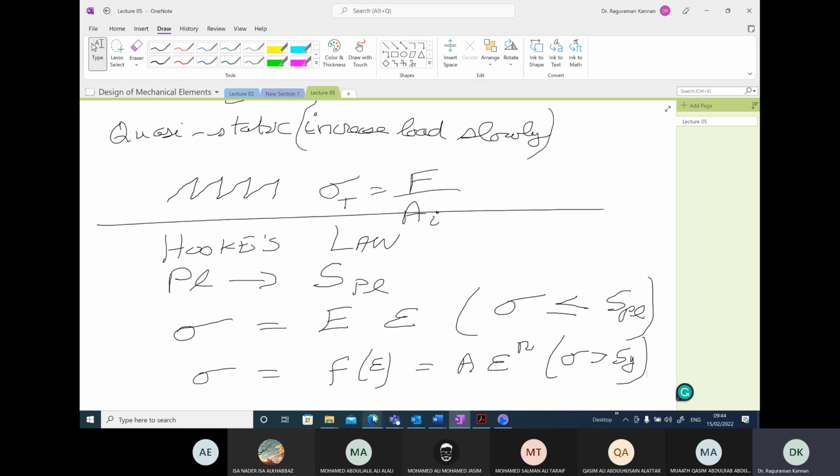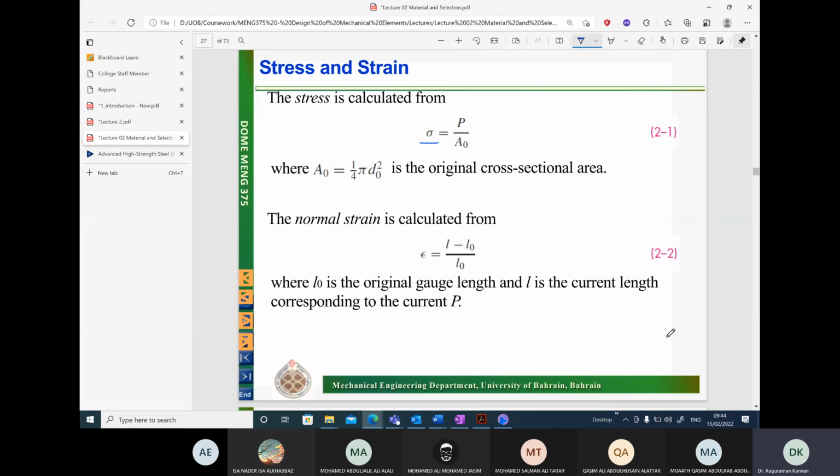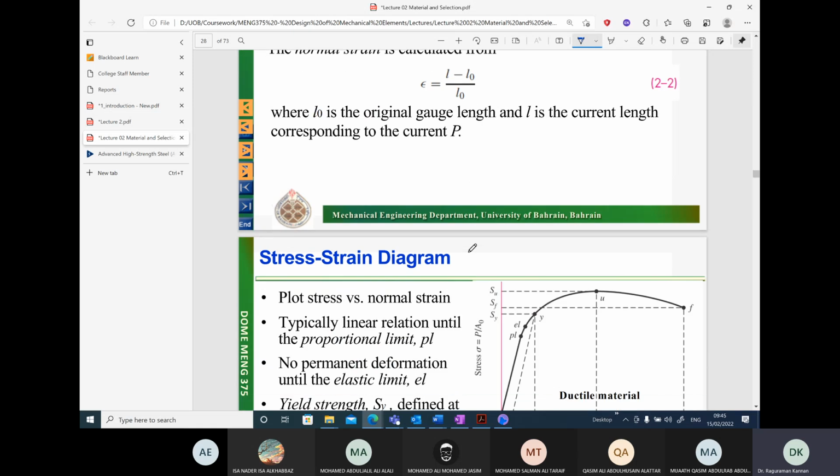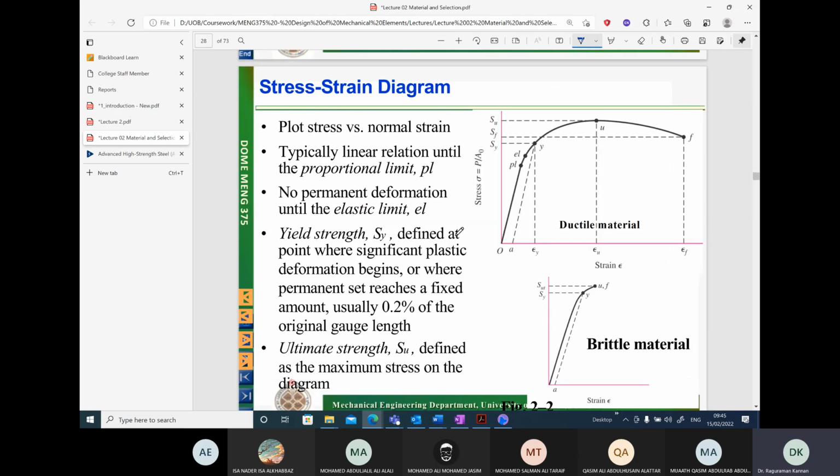So let's go back to the slide. We have defined what stress is. The engineering stress is defined as the force taken by the tensile specimen divided by the initial area of cross section. Strain is defined by the value L minus L naught over L naught. So this is engineering strain. Just like we defined true stress, there is also a true strain definition. We will come to that later.